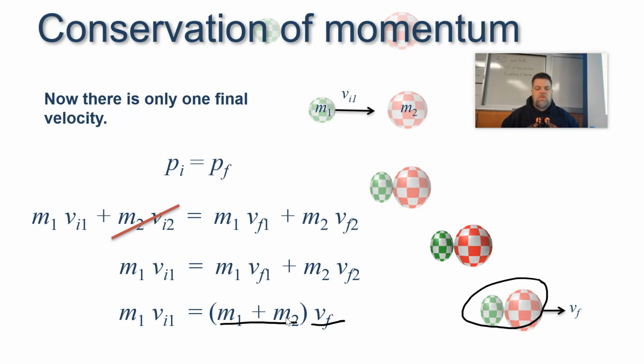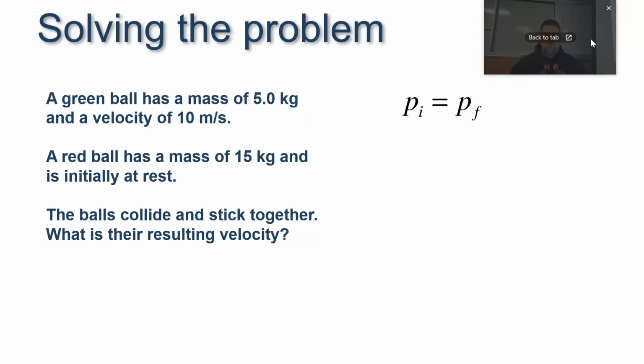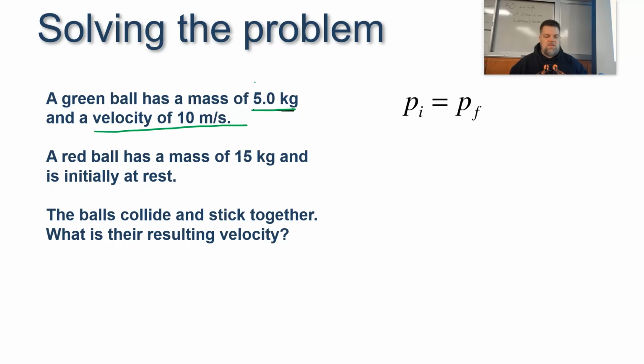And so usually we know the masses, and we'll probably be given the initial mass of the first ball and stuff like that. So let's do a problem of this, all right? So now I need you guys to write stuff down. A green ball has a mass of 5 kilograms and a velocity of 10 meters per second.